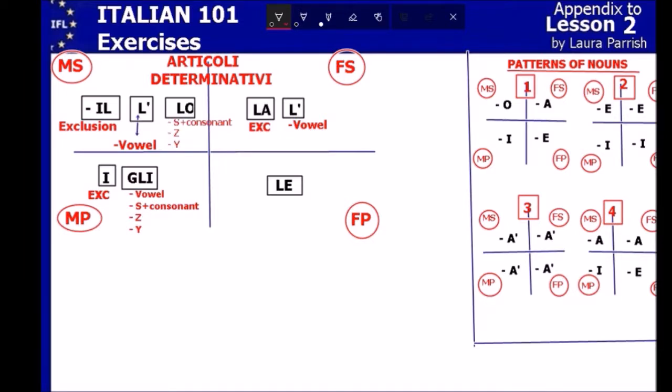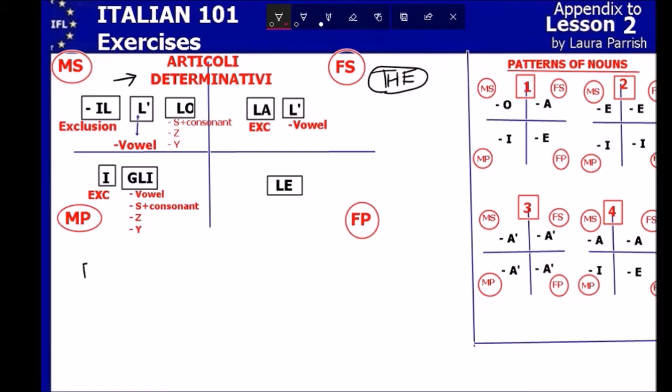Okay, so we start with the determinative articles, okay? These are the determinative articles, basically the articles that correspond to the English article the. How lucky you are, you have only one the for everything. Okay, let's see how we do it. So let's write down a word.